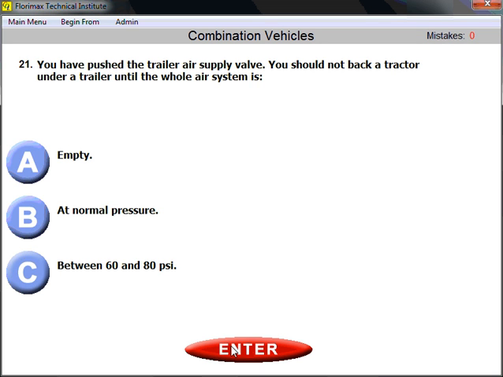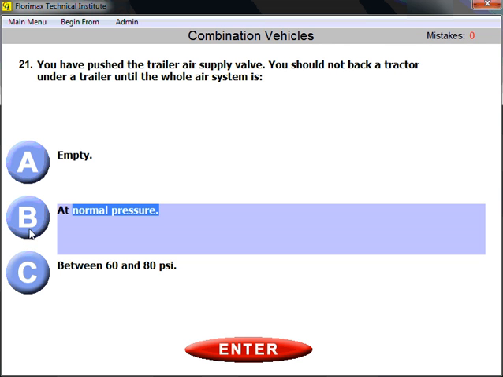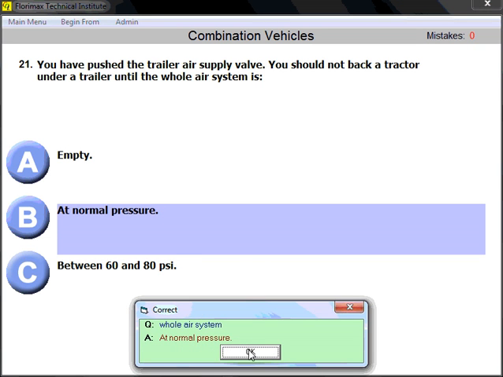Question number 21. You have pushed the trailer air supply valve. You should not back a tractor under a trailer until the whole air system is what? Definitely at normal pressure. That's normal logic. You have pushed the trailer air supply valve. That means you started to supply air to the system, right? And now you need to wait until the system gets to the normal pressure, which is, by the way, 125 psi, as you learned from the previous air brake section. Normal pressure.